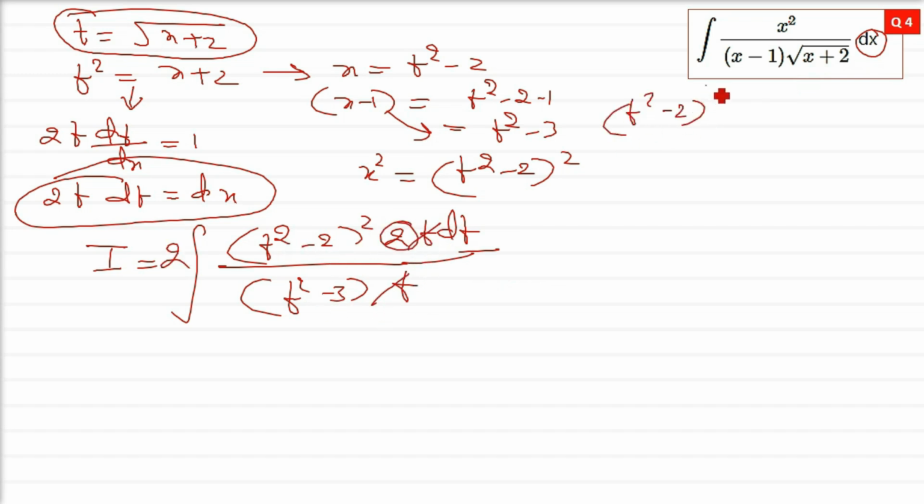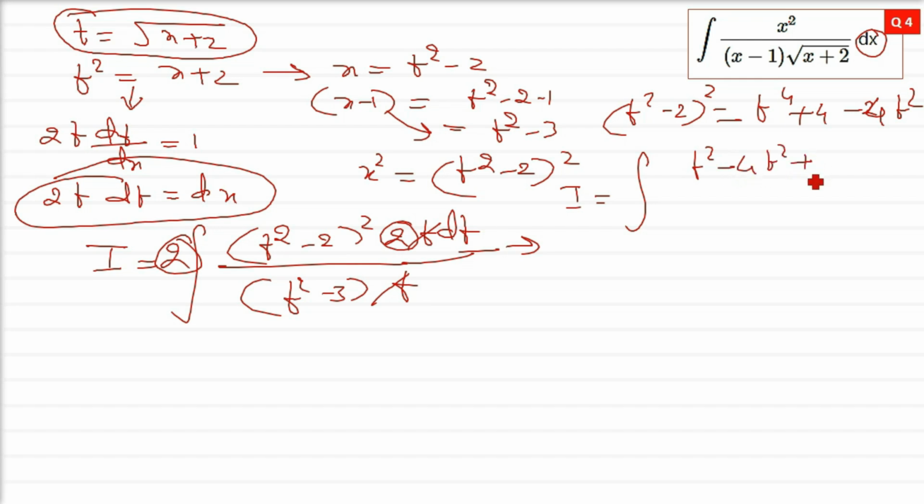t square minus 2 whole square, as I just suggested, will be a square plus b square minus 2ab. So t raised 4 minus 4t square plus 4 can be written like this. This 2 we will use just now. So the integration has become like this: t raised 4 minus 4t square plus 4. There is a slight change here. 2 will be multiplied. Now the order is higher.